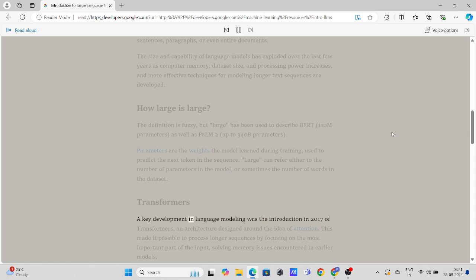Transformers. A key development in language modeling was the introduction in 2017 of transformers, an architecture designed around the idea of attention. This made it possible to process longer sequences by focusing on the most important part of the input, solving memory issues encountered in earlier models.